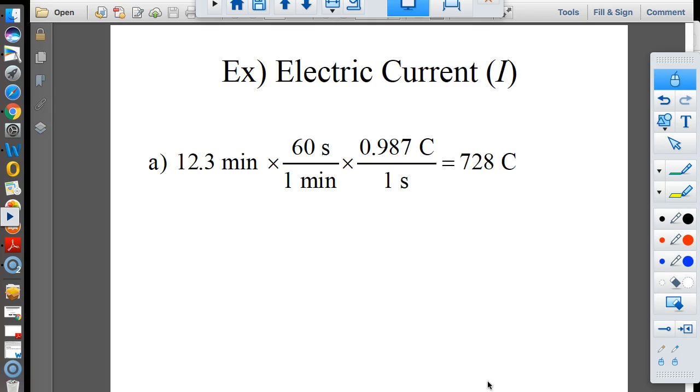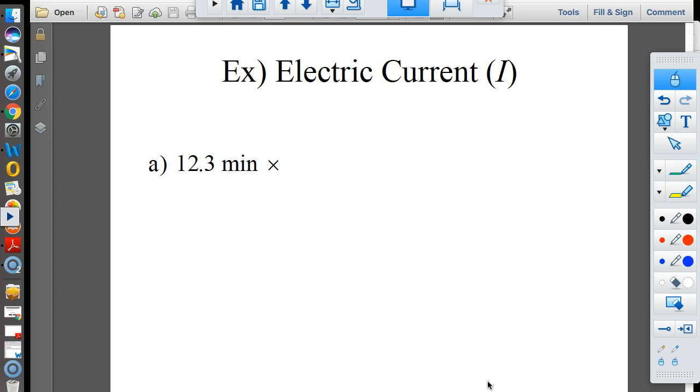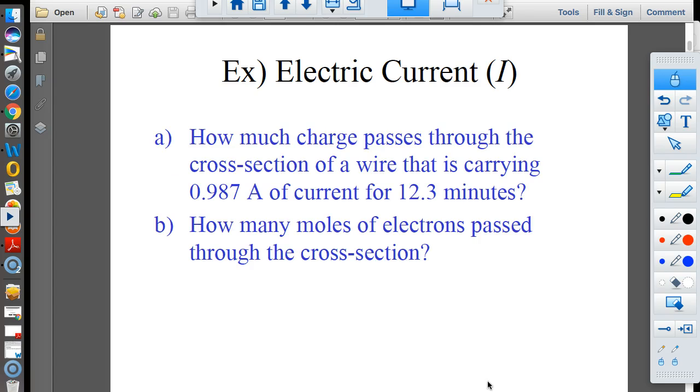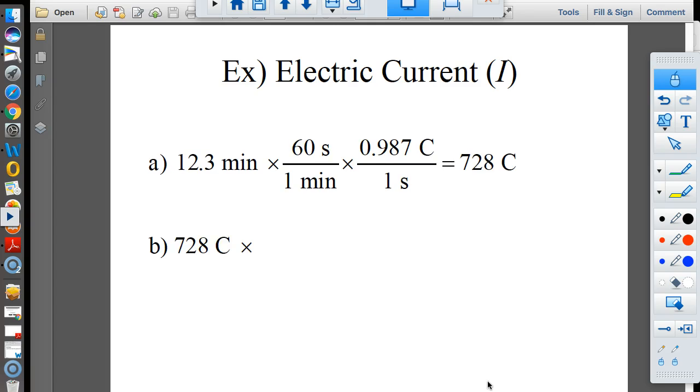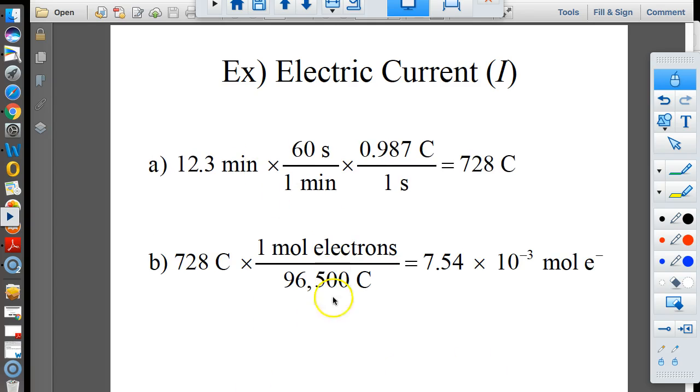So 728 coulombs. And then that second question was asking how many moles of electrons. Well, if you have coulombs and then you look at Faraday's constant, 1 mole of electrons, and your formula sheet I think has, yeah, it's rounded. It's 96,485. On the AP exam, you want to use 96,485, okay? But 1 mole of electrons is that many coulombs, and then you're done.